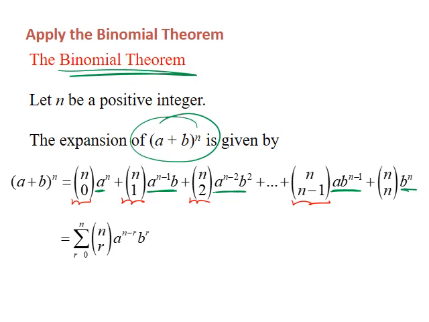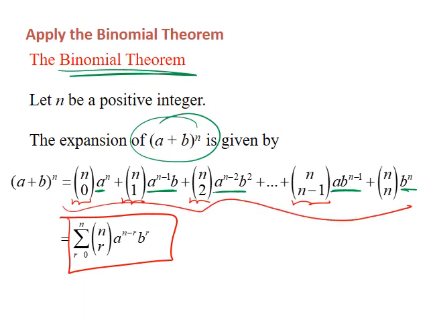So basically, this here is the formula. It is the summation of all of this. So if n is 8, for example, we would have 8 choose 0, 8 choose 1, 8 choose 2, so on and so forth. So this is just another way of finding the coefficients of the expansion rather than using Pascal's triangle. So let's go ahead and do some examples.